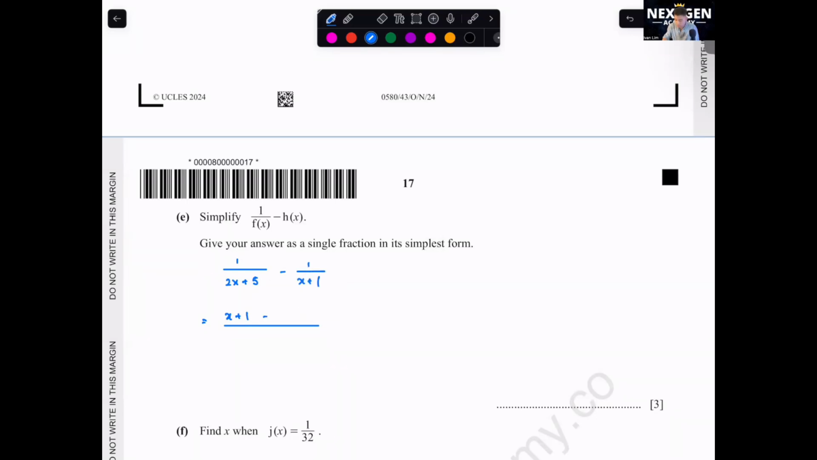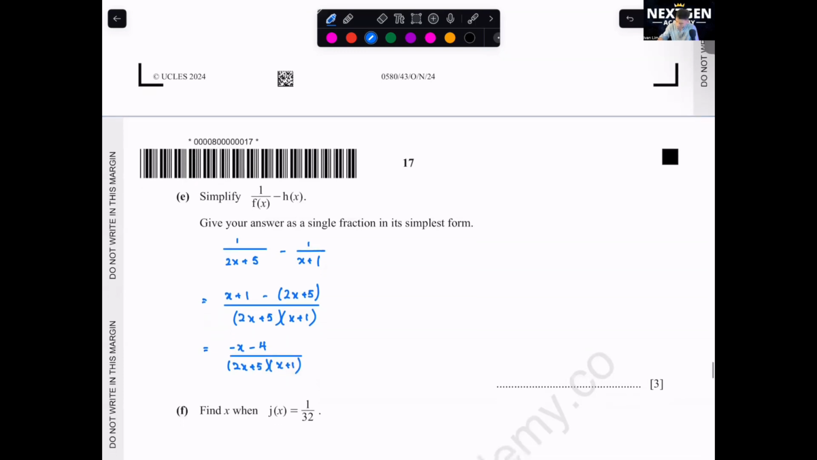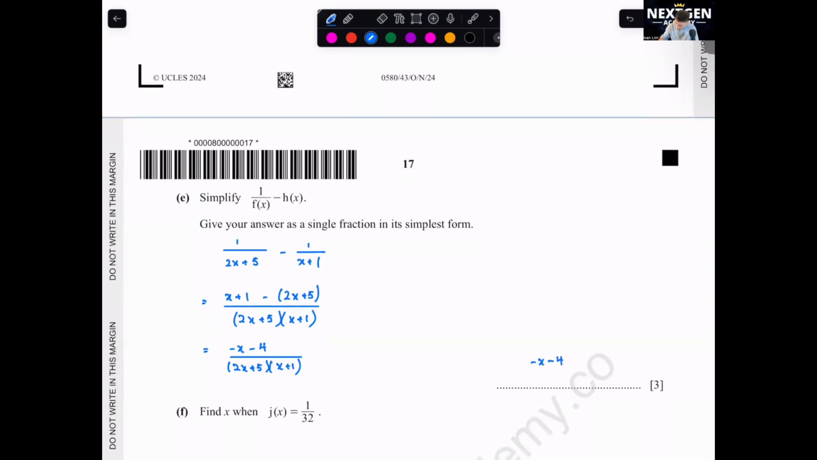This is where students normally make the mistake. When you minus, you need to minus the whole thing up here. So this will become minus bracket 2x plus 5. On the bottom we just write (2x plus 5)(x plus 1). If you don't bracket it, it will be wrong. So x minus 2x will become minus x. 1 minus 5 will be minus 4. So here minus x minus 4, over (2x plus 5)(x plus 1).